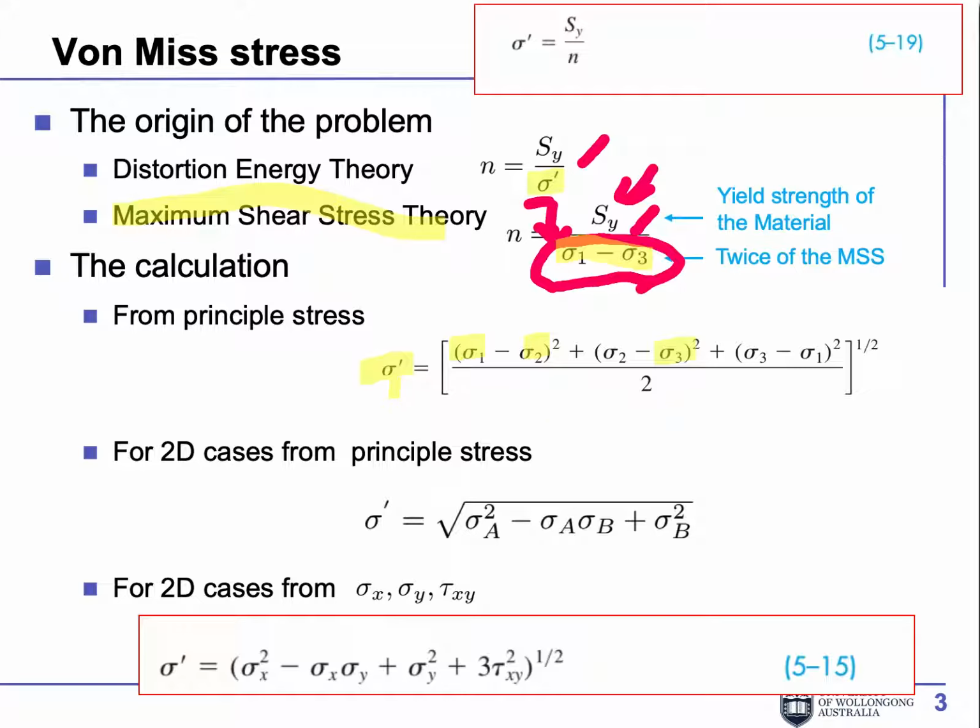And for the von Mises stress, basically you take the difference between two principal stresses, squared, and the difference between the other two, squared, the difference between the third pair, squared, then divide by 2 and take the square root. Okay?